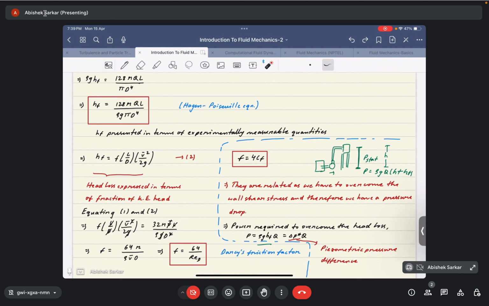And again, an equation that comes handy is the pumping power required to overcome this head loss in pipes, which is given by rho g hf into Q, or delta P star into Q, where delta P star is the piezometric pressure difference because of the head loss.